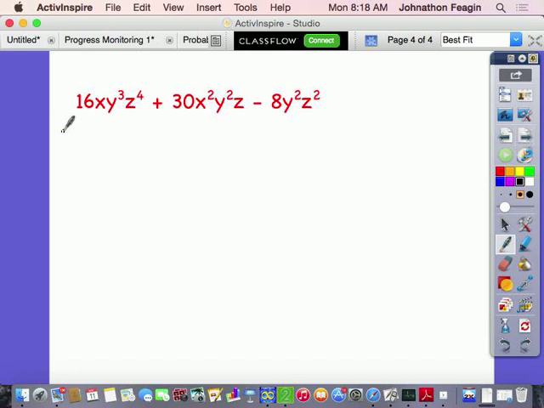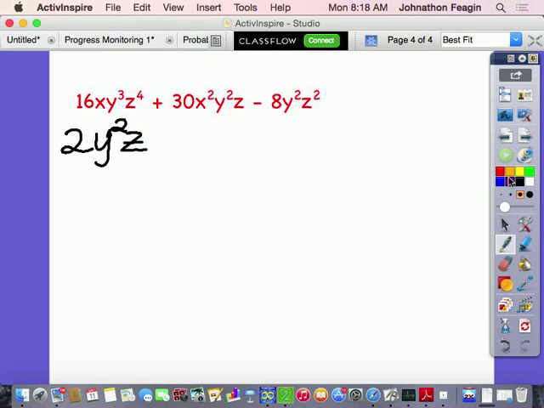Okay, did you find the GCF to be 2y squared z? Hopefully so, because the greatest common factor between 16, 30, and 8 is a positive 2. Yes, 16 and 8 both have an 8 in common, but 30 is not divisible by 8. So 2 is your greatest common factor.